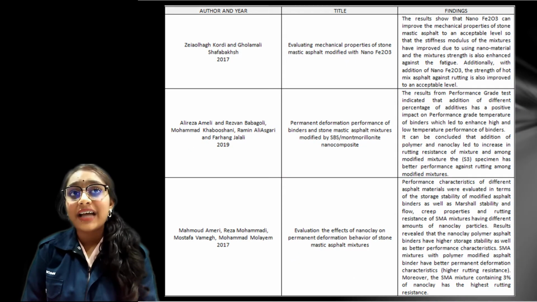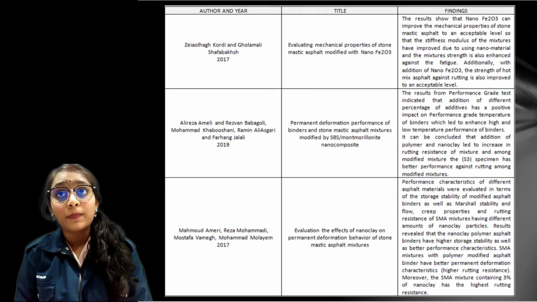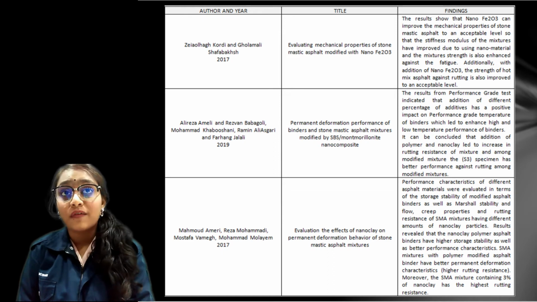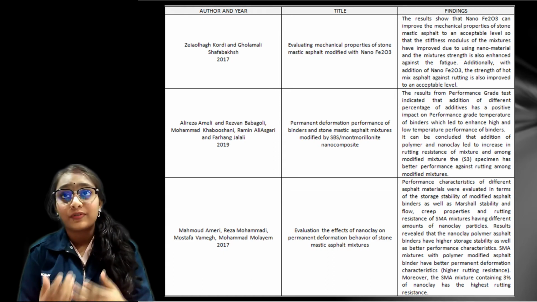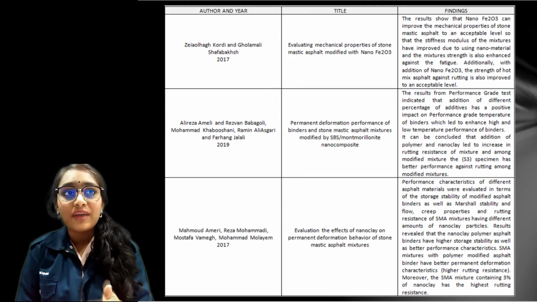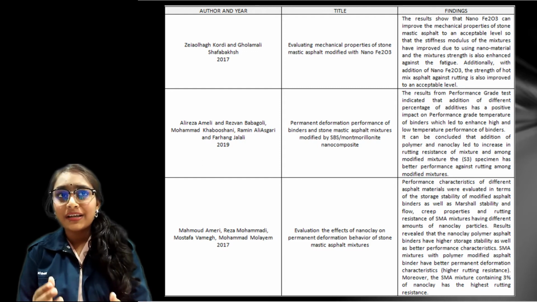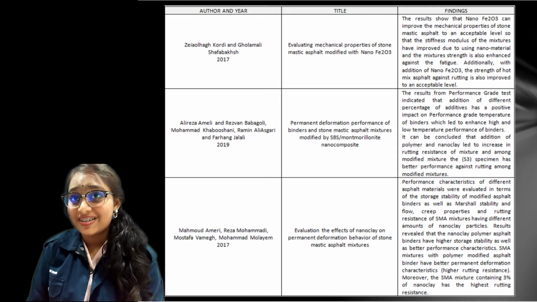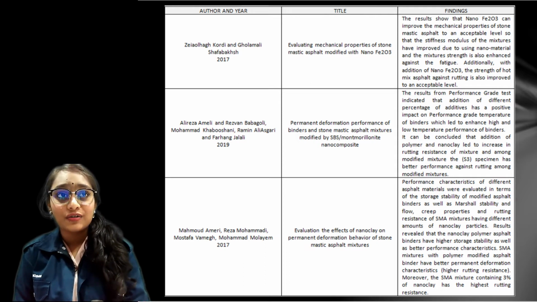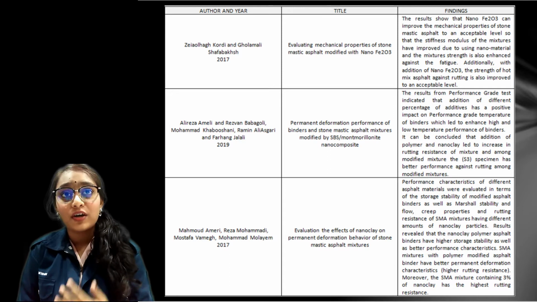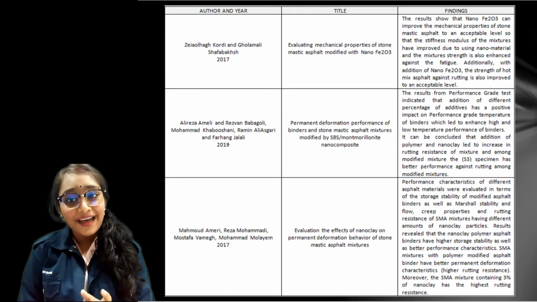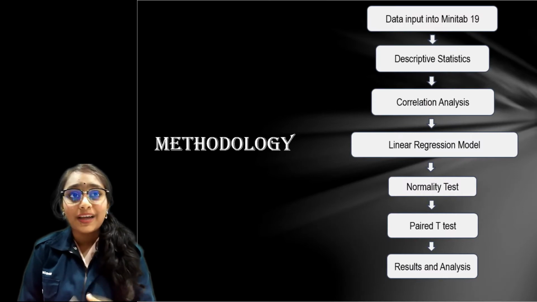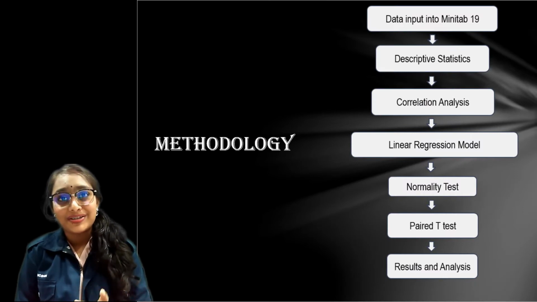The next study, entitled Evaluating Mechanical Properties of Stone Mastic Asphalt Modified with Ferric Oxide, proved that the strength of the asphalt against rutting has improved. The next study revolves around modified asphalt mixtures, which indicated that addition of percentages of additives increased the rutting resistance. The final study shown on this slide revolves around the behavior of stone mastic asphalt mixtures, and the results revealed a better performance. Now I will be explaining the methodology done throughout my research.